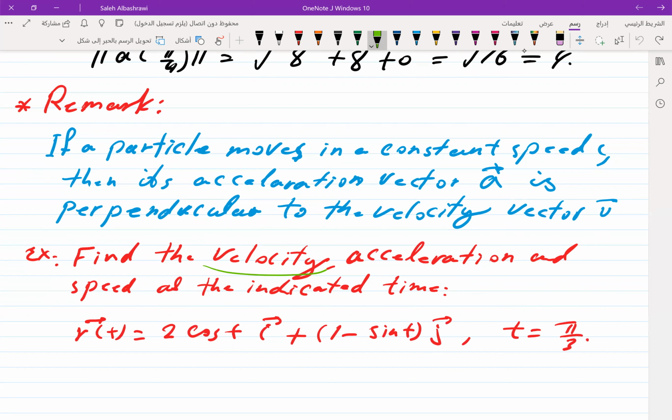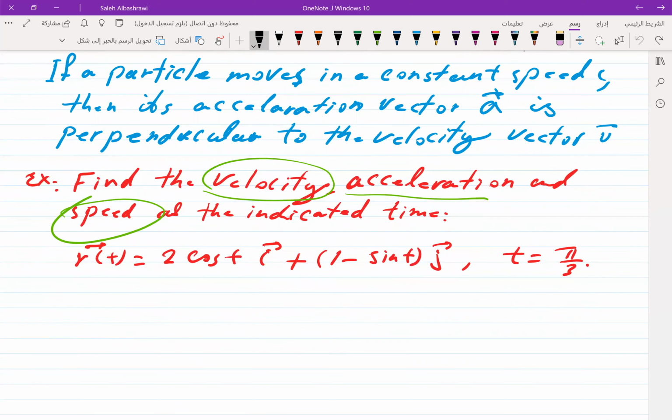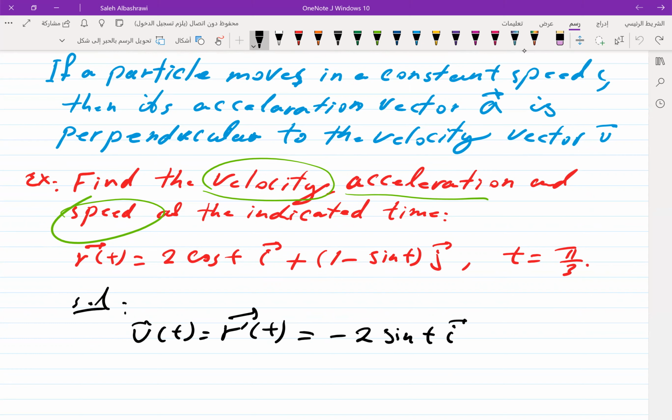Now, the velocity is the first derivative, acceleration is the second derivative, and speed is the magnitude of the velocity. When we see this word speed, it means we need to find the magnitude. So the velocity of t is equal to the first derivative, which is equal to minus 2 sine t i minus cosine of t j.